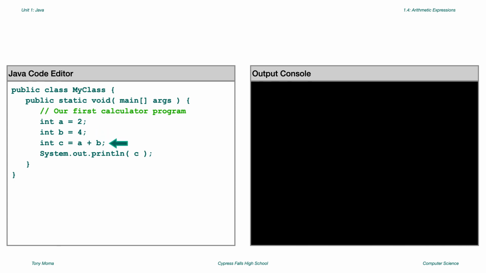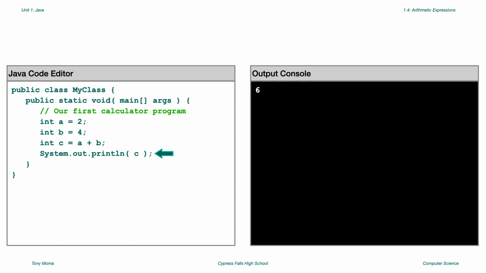Then in the third line, we declare a third integer, named c, and set it equal to the sum of a and b. Since a is equal to 2 and b is equal to 4, c will be set equal to 2 plus 4, which is 6. Thus, when we print it out, 6 gets output to the program.